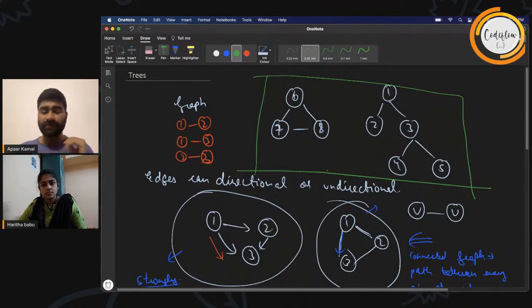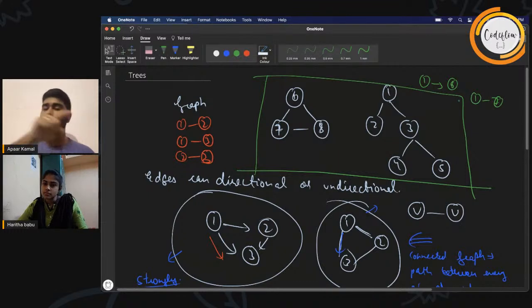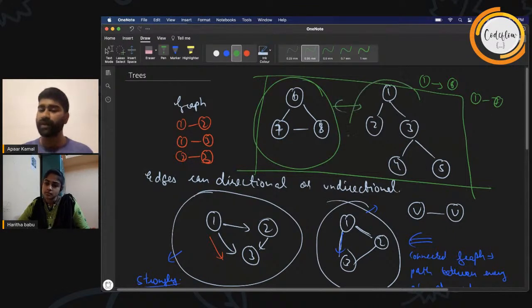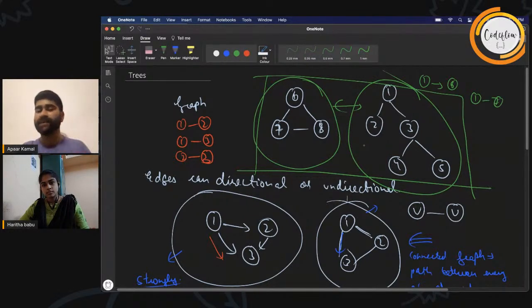Think and tell me, is it a connected graph? No, right? Why? Because from 1 I cannot go to 8. From 1 I cannot go to 7, because there is no path which will take me from 1 to 6, 1 to 7, or 1 to 8. From this component I cannot go to that component, and vice versa. So it's not a connected graph, it is a disconnected graph. It has various connected components in it, but it is generally disconnected.